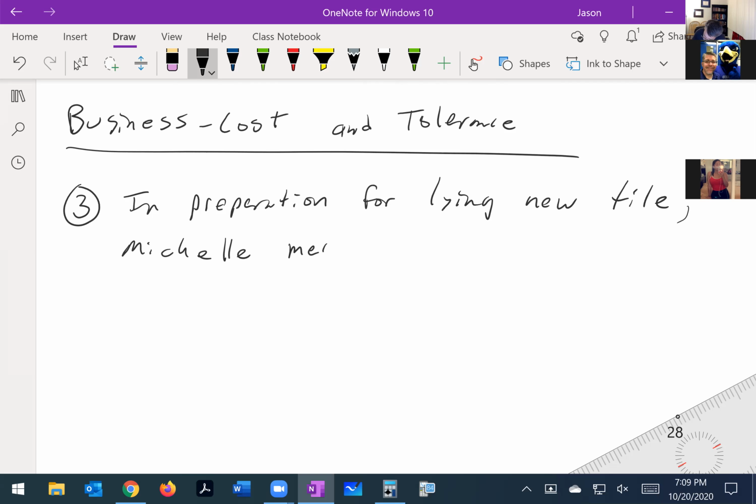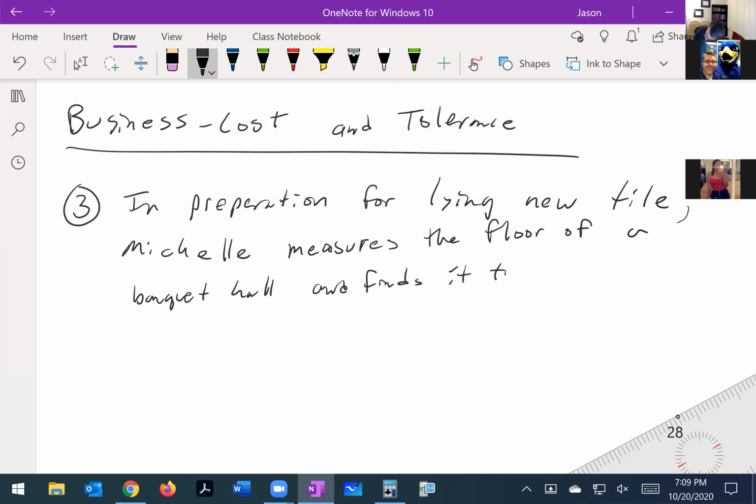Michelle measures the floor of a banquet hall and finds it to be square. So yes, it's a square banquet hall.